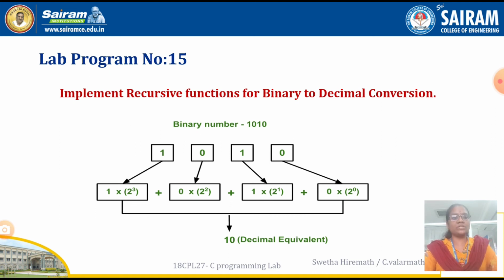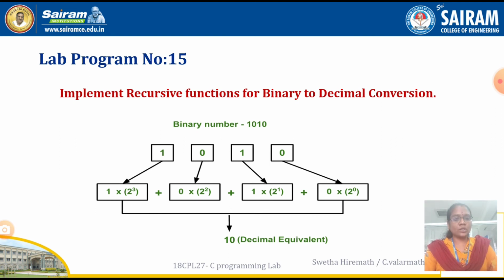Let us see how this conversion happens manually. For this I have taken one example, 1010. 1010 is my binary input number. Let us see how this binary number is converted to a decimal one. The conversion starts from the LSB bit. The LSB bit is the lowest bit. What is the LSB bit here? 0. So this will be taken first.